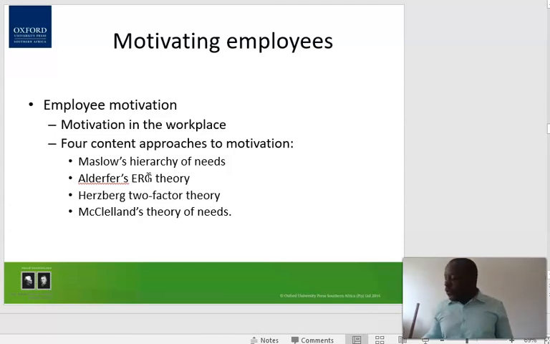Then there is also Herzberg. Herzberg came up with what is known as the two-factor theory. And in this two-factor theory, he identified what are known as maintenance factors or hygiene factors. These maintenance factors or hygiene factors are also known as demotivating factors, in the sense that their presence does not motivate people, but their absence can demotivate people.